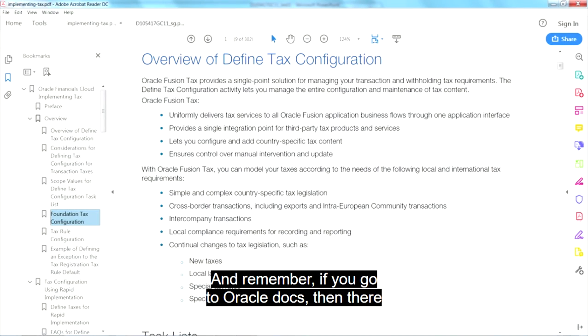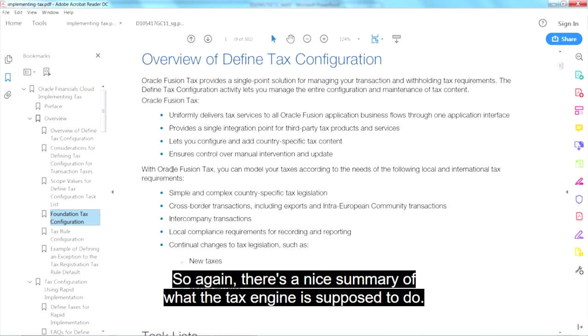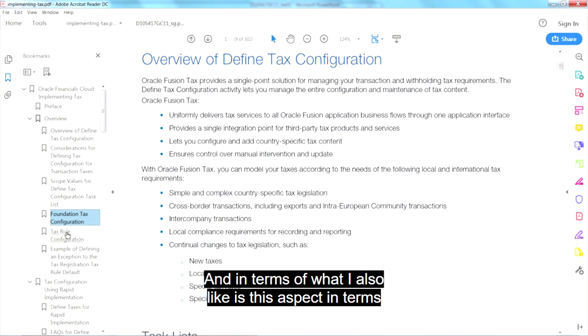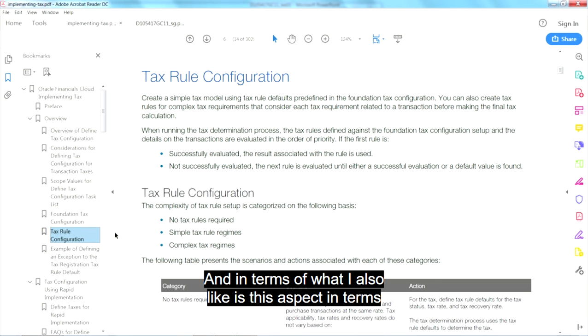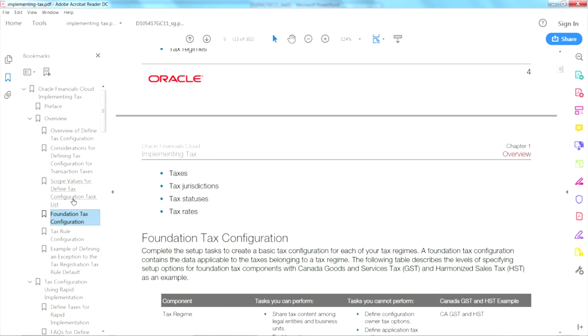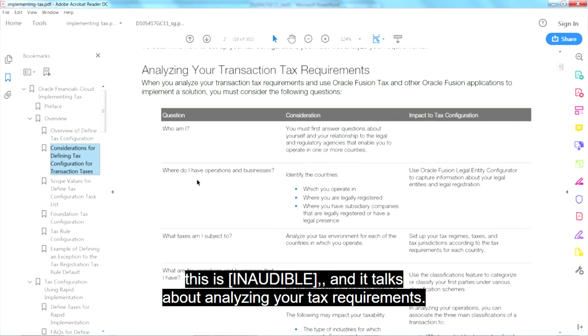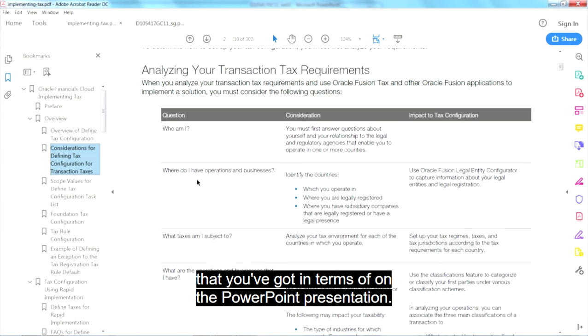And remember, if you go to Oracle Docs, oracledocs.com, you can look at the tax implementation manual. So again, there's a nice summary of what the tax engine is supposed to do. And what I also like is this one, when it talks about analysing your tax requirements. So again, it's similar, but just expands the slide that you've got on the PowerPoint presentation.